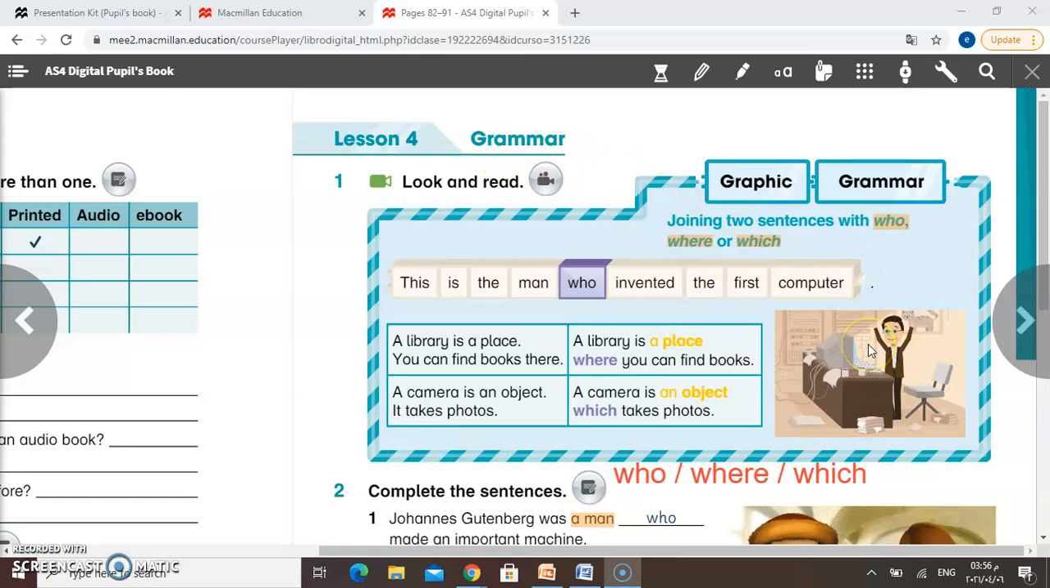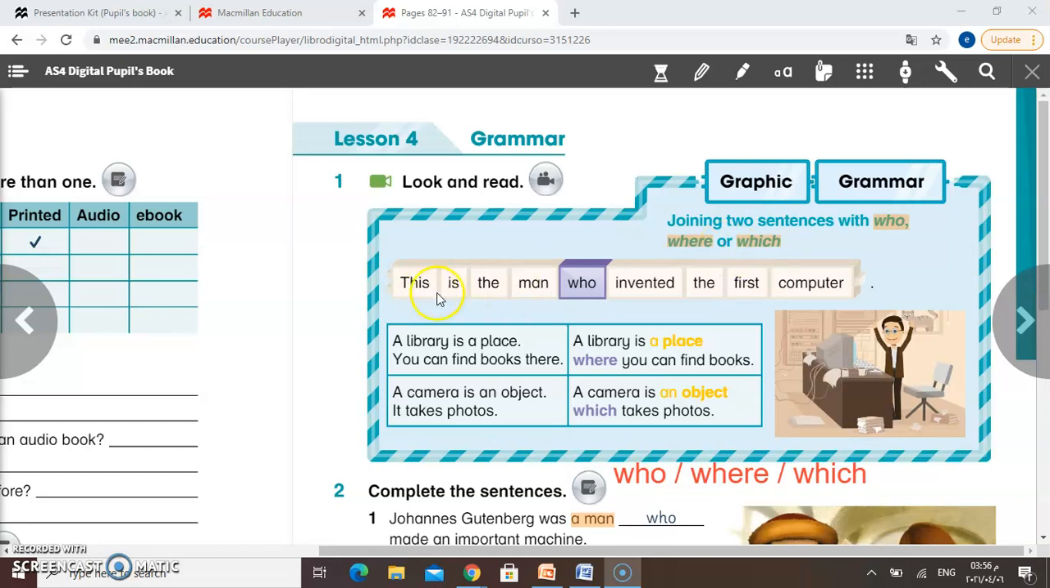Before we start, look at this picture. What can you see here? Yes, excellent. We have a man, we have a computer, we have a cat, and also this is the man who invented the first computer. So, before we start, we will talk about the main idea of our lesson, which is joining two sentences with who, where, or which. سنقوم بضم جملتين باستخدام ضمائر الوصل relative clause who, where, or which. هنا تستخدم كأداة وصل أو كضمير وصل، ليس كأداة سؤال. You have to be careful.